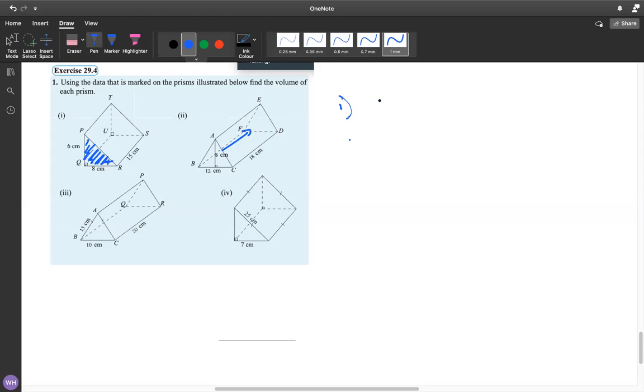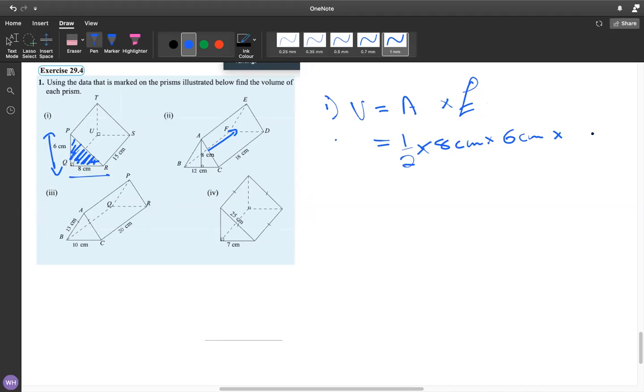Now for the volume of the first one, the volume will be equal to cross section area into the length. Okay, so the cross section area can be calculated by half into the base. Here we can take this as the base, and then this is the perpendicular height. So the base is 18 centimeters, the perpendicular height is 6 centimeters and the length is 15 centimeters.